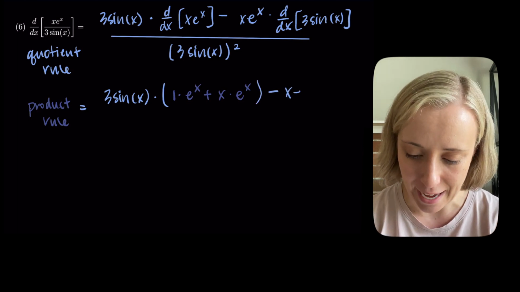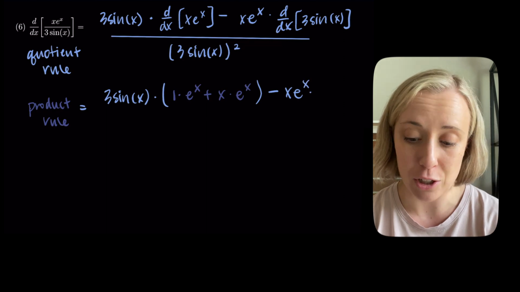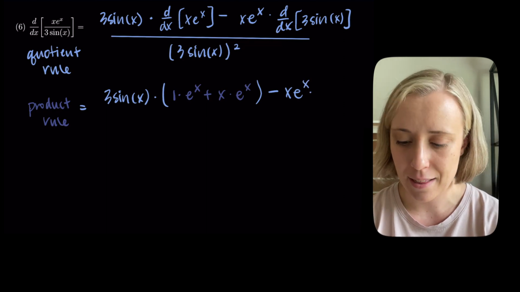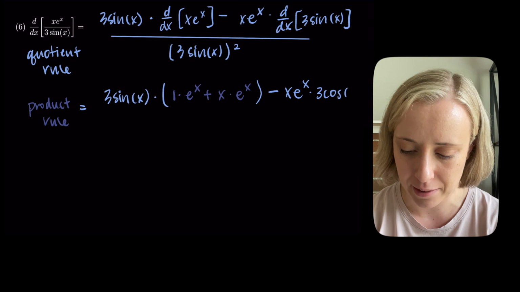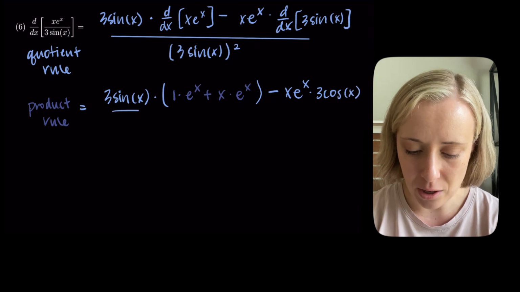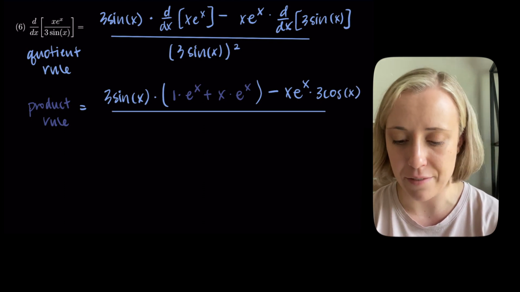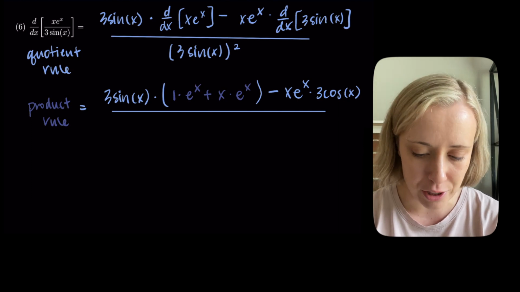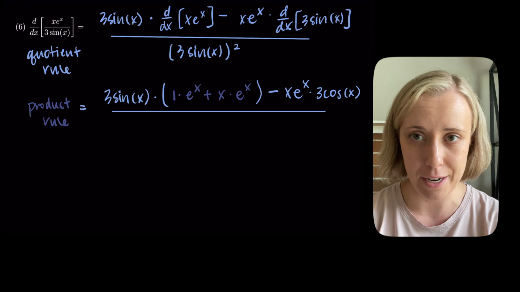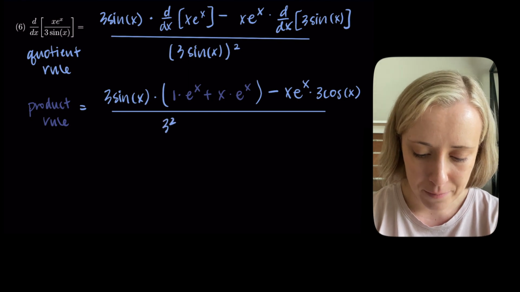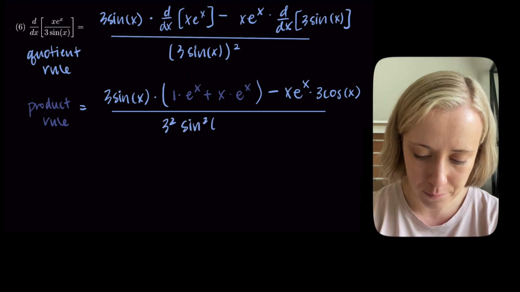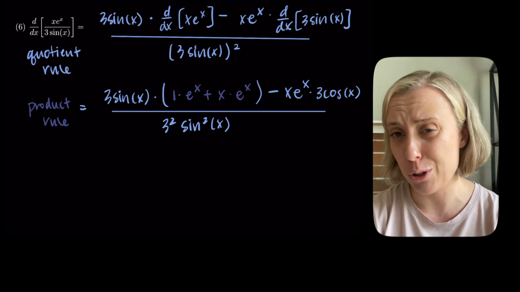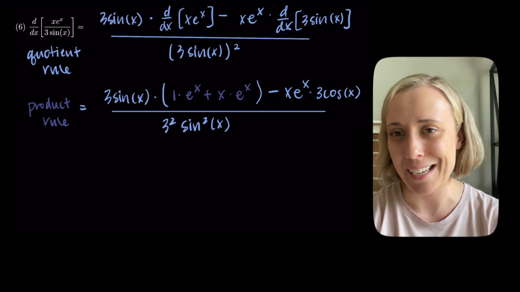We have minus x e to the x times the derivative of 3 sine of x. That's just 3 cosine of x. And then this all gets divided by 3 sine of x squared. So here, I just want to really make sure we notice that we do the squared on both things that are here. So we're going to do 3 squared and sine squared. You could probably just leave the squared on the outside, but I just want to go over it in case this is a sticking point.